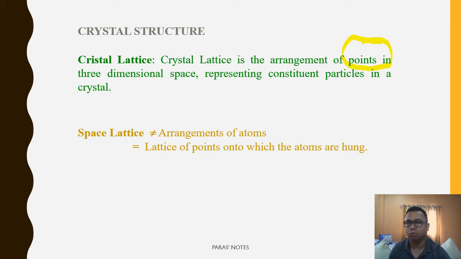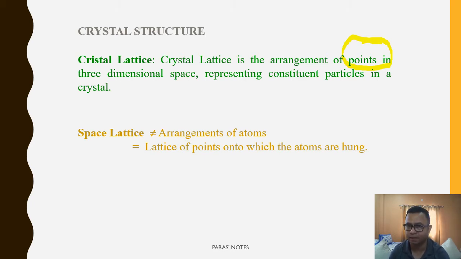These points, when they are arranged in three-dimensional space, I hope you understand what three-dimensional means: a length, a breadth and the height. For example, a sphere is three-dimensional, a cube is three-dimensional, a cuboid, a cylinder are three-dimensional. Now how are these particles, the ions, molecules and atoms, arranged in three-dimensional space? That very arrangement is what we call the crystal.